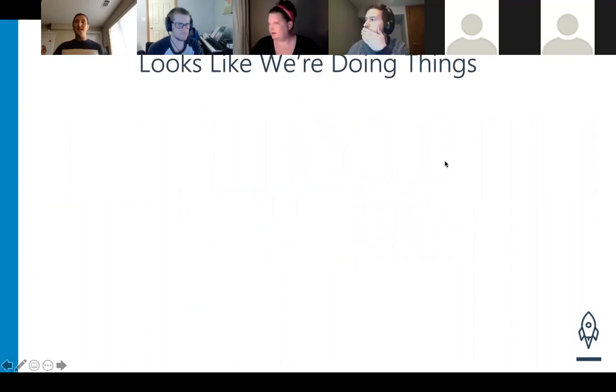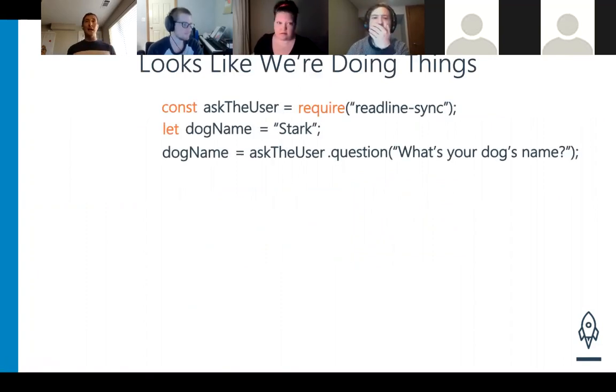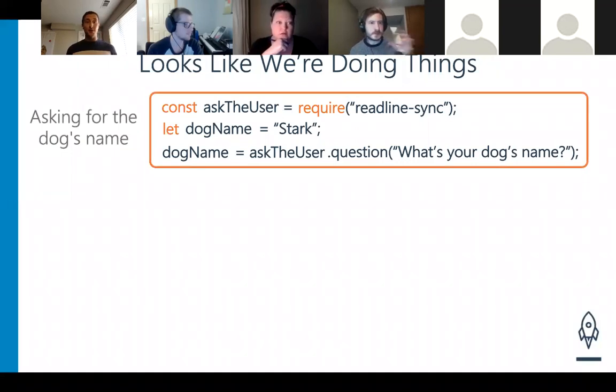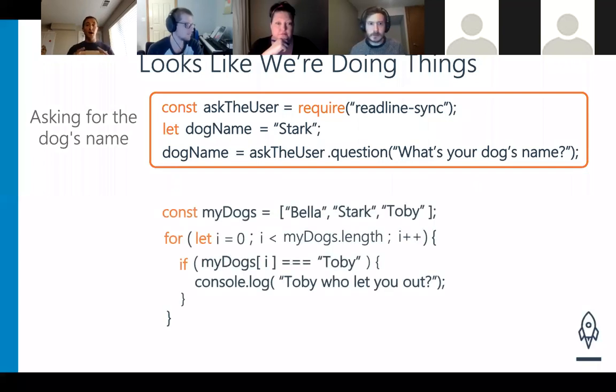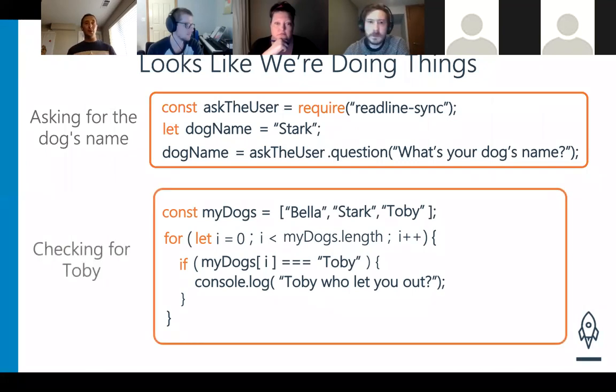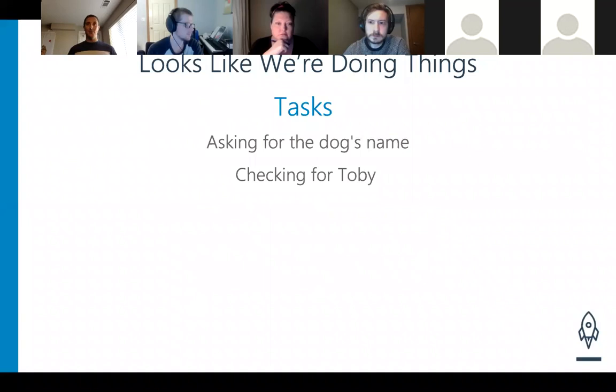Like we just saw, we did one example here. I'm going to bring that back. We did an action here. We asked the user, what is your dog's name? We asked for that dog's name from the user. That is something we did, AKA a task. We also did another example. My dogs, Bella, Toby, Stark. We went through there and we were trying to look for Toby. We were checking for Toby. We did 2 tasks here.